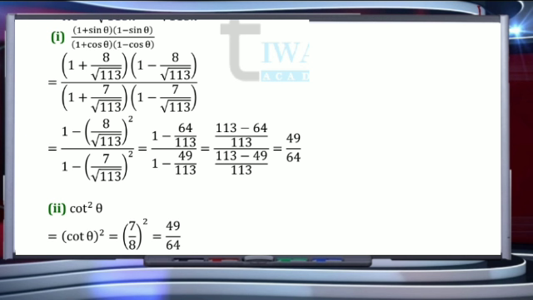When we take the LCM, 113, both the denominators will cancel as both are equal. So we are only left with 49 over 64. So hence the given value reduces to 49 over 64. Next, cot square theta. Since we already have cot theta, cot square theta will be the square of that value. So 7 by 8 whole square, that again comes out to be 49 over 64.